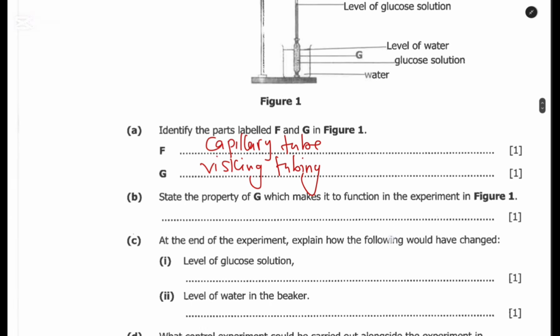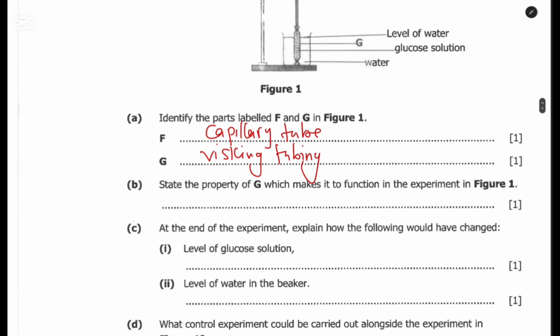B, state the property of G which makes it function in the experiment in figure 1. Like I said, it acts as the selectively permeable membrane, and this means that it is selectively permeable. So we can say it is selectively permeable, and that makes it function in this experiment.